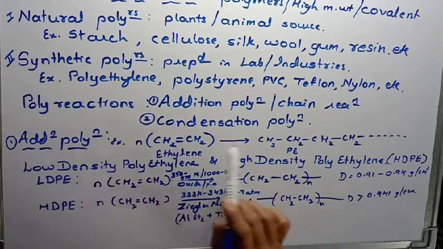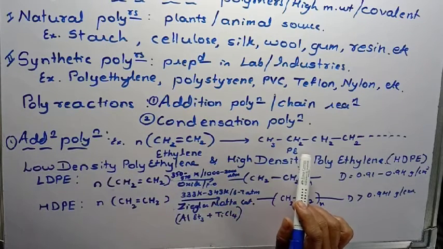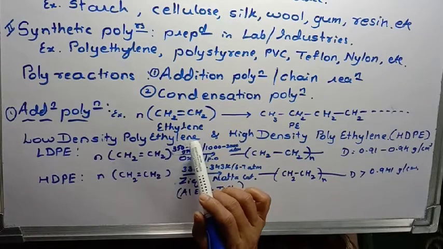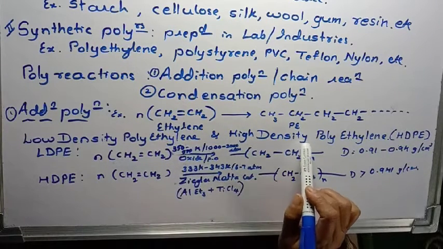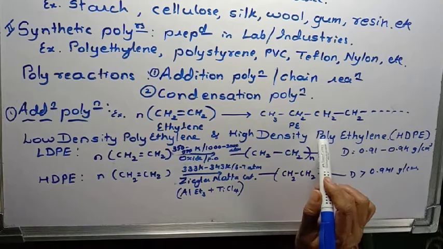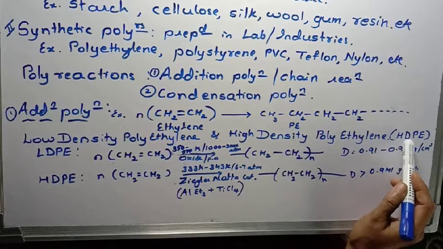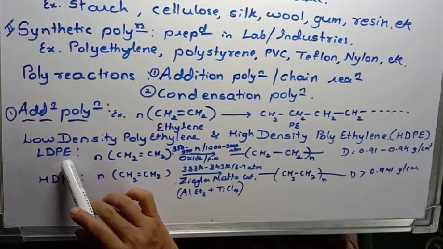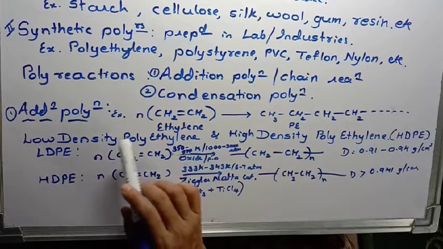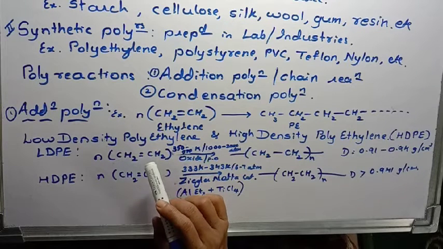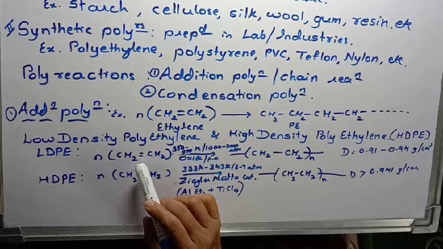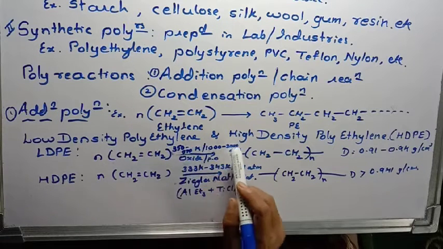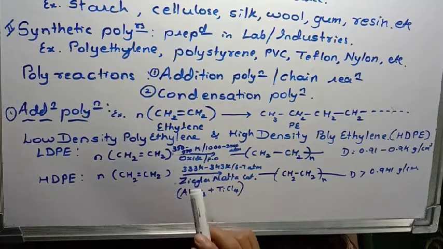Under polyethylene, there are once again two types: low density polyethylene and high density polyethylene. High density polyethylene is denoted by HDPE, and low density polyethylene by LDPE. In both cases the monomer is the same, ethylene, that is CH2=CH2, but the conditions of the reactions are different.